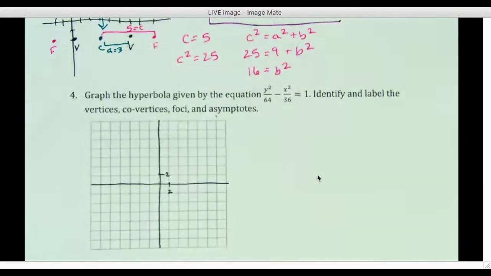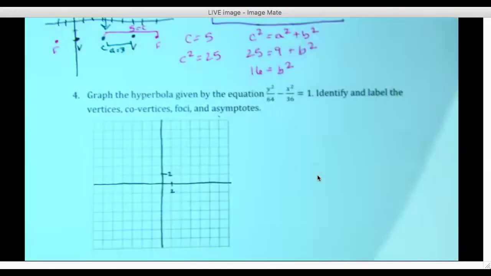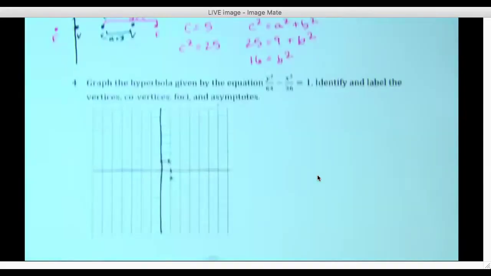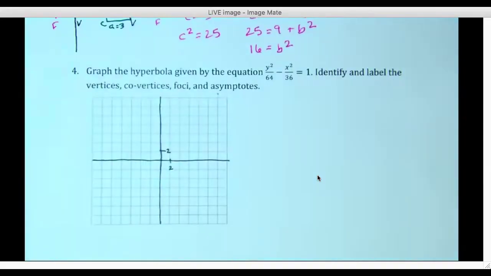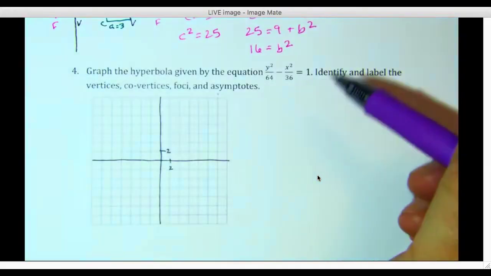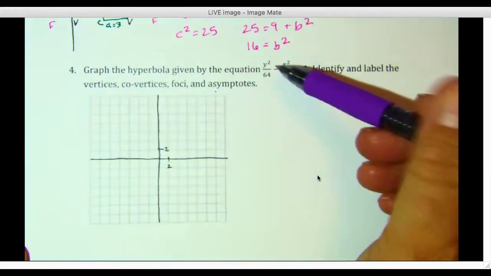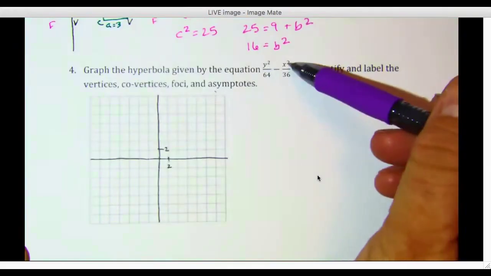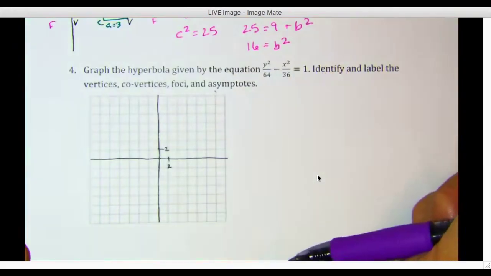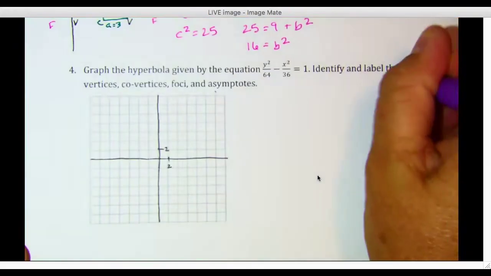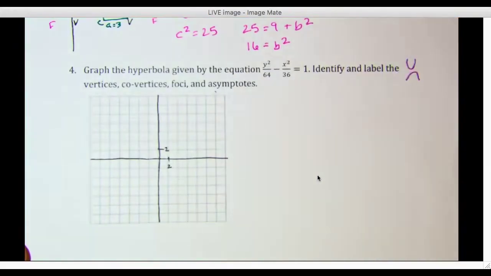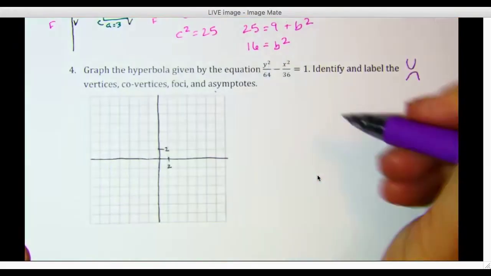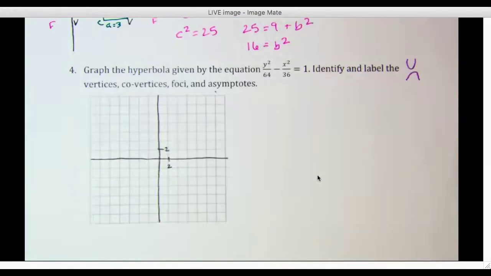Now the next example gives us an equation and asks us to graph. The lighting changed quite a bit here. Let me see if I can fix that. So the next example here, we have y squared minus x squared. I already know before I even start this problem, this is going to be a vertical hyperbola. And there's no h or k in there, so I already know that my center is 0, 0.